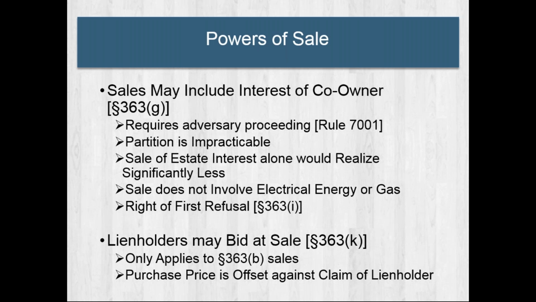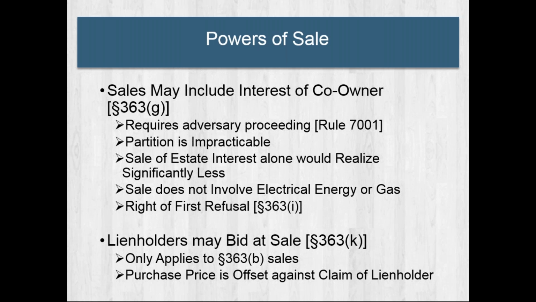Second, you also have to show that the sale of the estate interest alone would realize significantly less. Namely, if the debtor in possession owns a tenant in common interest in a piece of property, we'll have to demonstrate that the sale of that tenant in common interest, which may be a minority interest, would realize significantly less, not less, but significantly less than if the parcel or the property or the asset were sold as a whole. Again, you may need appraisers to demonstrate that to the court or real estate brokers to talk about what the assets might realize, again, sold as a partial interest versus 100% interest. And last, the sale does not involve electrical energy or gas.